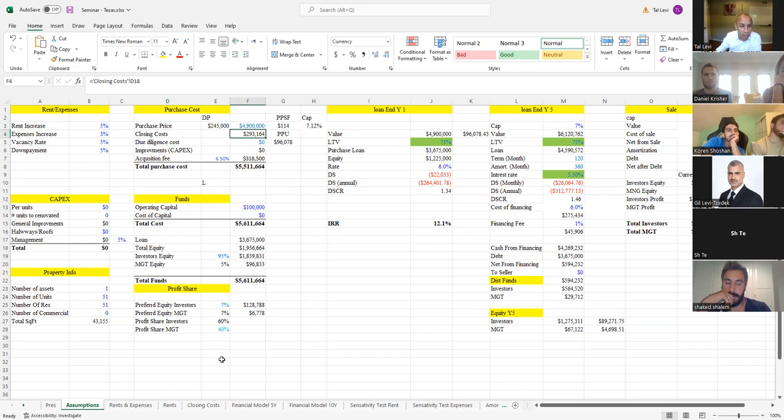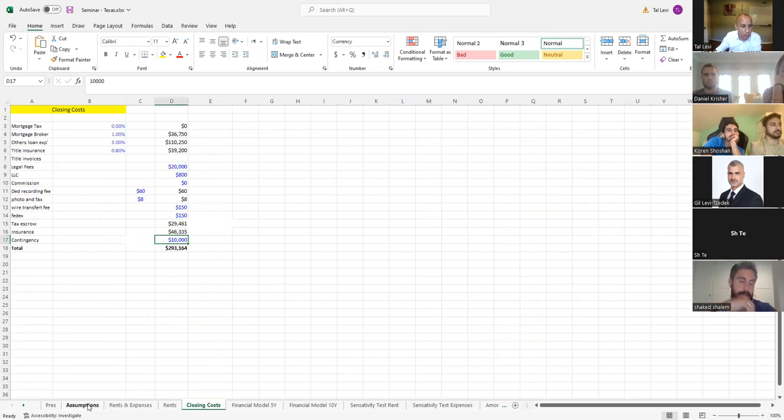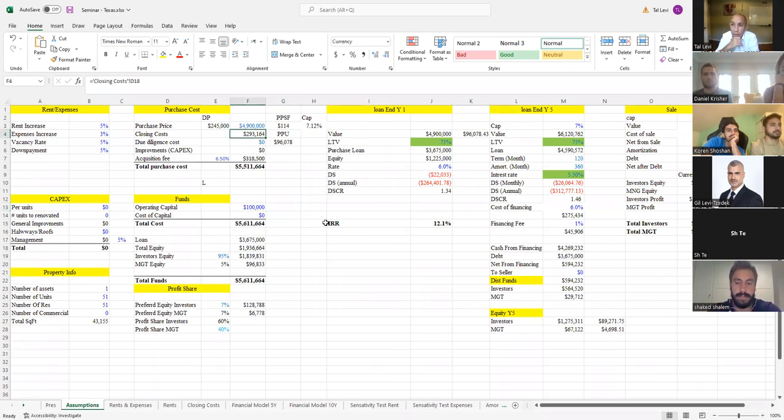There is a closing cost, which is black because we have a tab for closing cost. We're going to go over it in just a second. But I know already that my closing cost is going to be a little bit short of $300,000. I don't have any due diligence cost. I don't have any money to renovate. I don't think I need any money for renovation. There is an acquisition fee. When I'm doing deals, I usually take an acquisition fee. In this case, it's 6.5% of the purchase price. So my acquisition fee is going to be about $300,000. And then I'm going back to other funds that I need. When I'm buying the property, day one, I want to have some money in my bank account. If something happens, I want to be able to pay. So in this case, I calculated $100,000, what's called operating capital. I have $100,000 to work with if something happens day one.